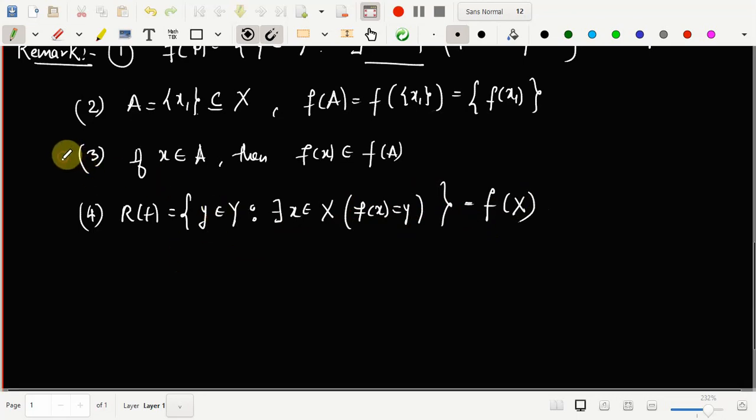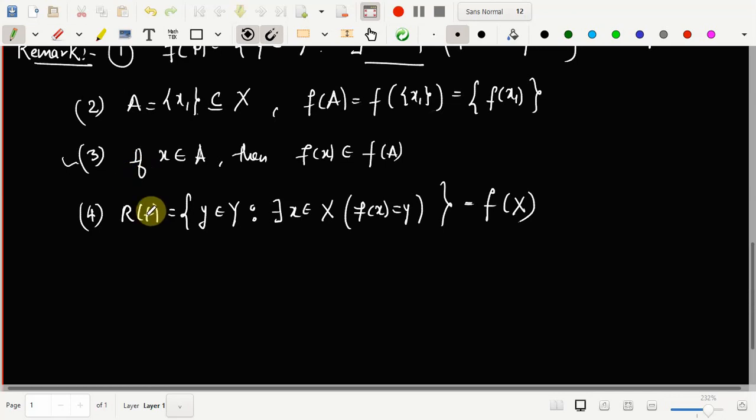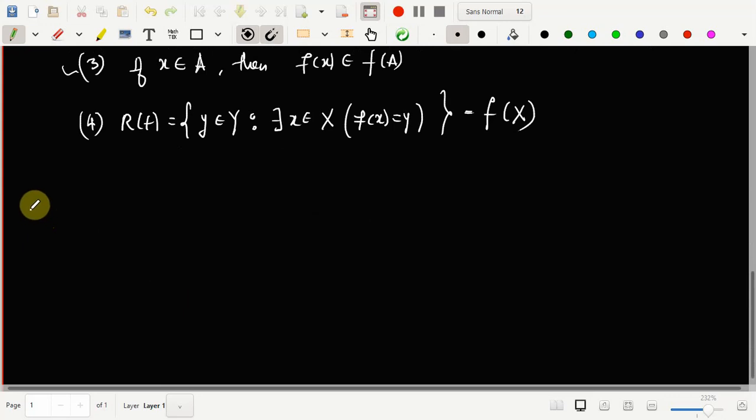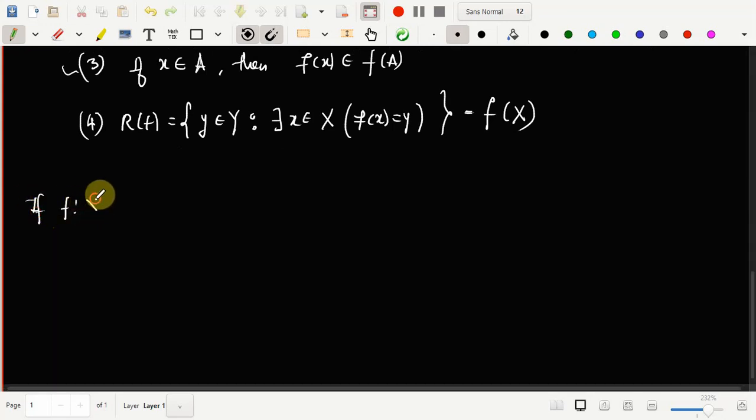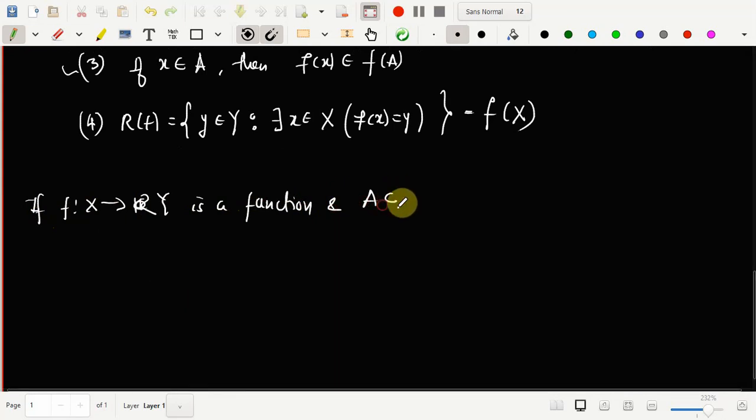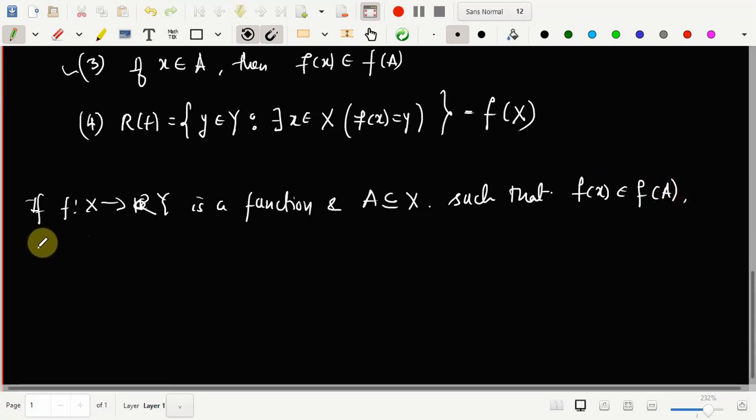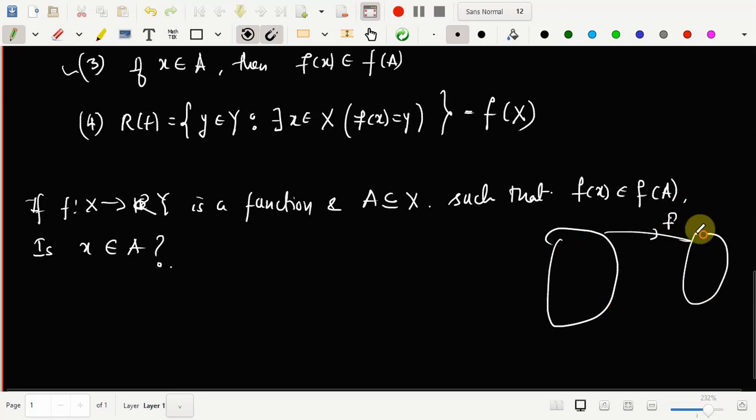Now to prove that the converse of the third one is not true, we can produce a counter example. So the question is, if f from X to Y is a function and A is a subset of X such that f of x belongs to f of A, then from here can I say x is compulsorily coming from A? That may not be true. You just look for a simple example. One simple example one can think of is f from R to R, a constant map. Say all the points map to some element 1.